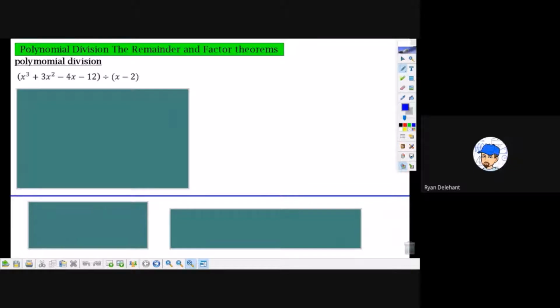So we're going to go all the way back to Tuesday and talk about the first way we learned to divide these things. When we talk about dividing polynomials, you've got to think about what we're doing here. We've got x to the third plus 3x squared minus 4x minus 12, and I want to divide that by x minus 2 and figure out what the answer is.